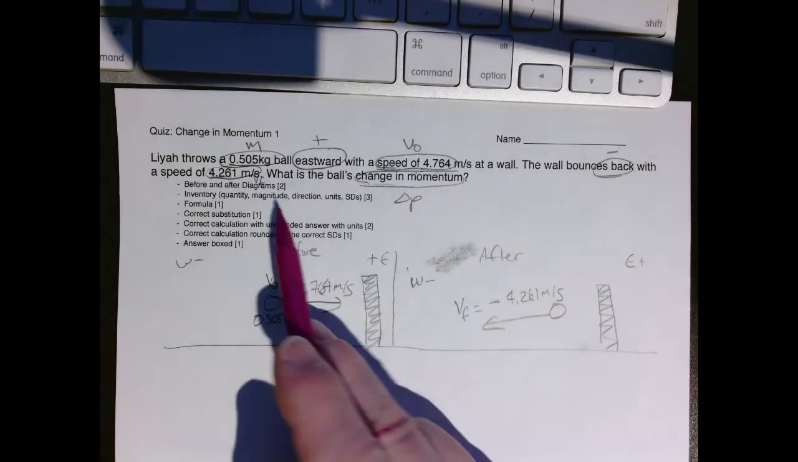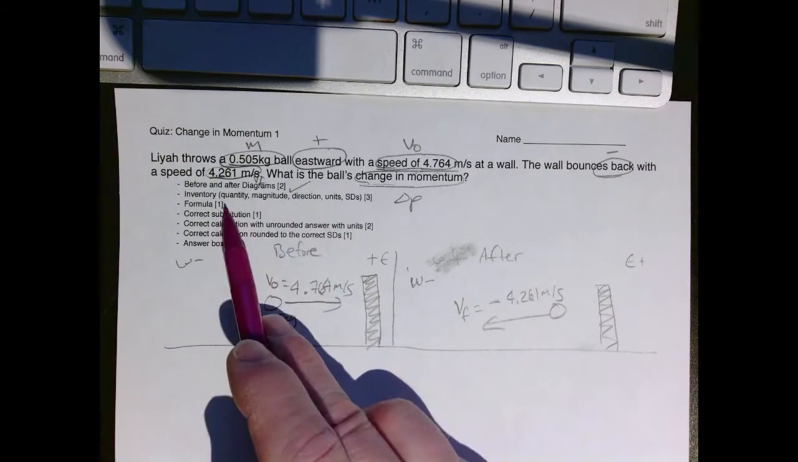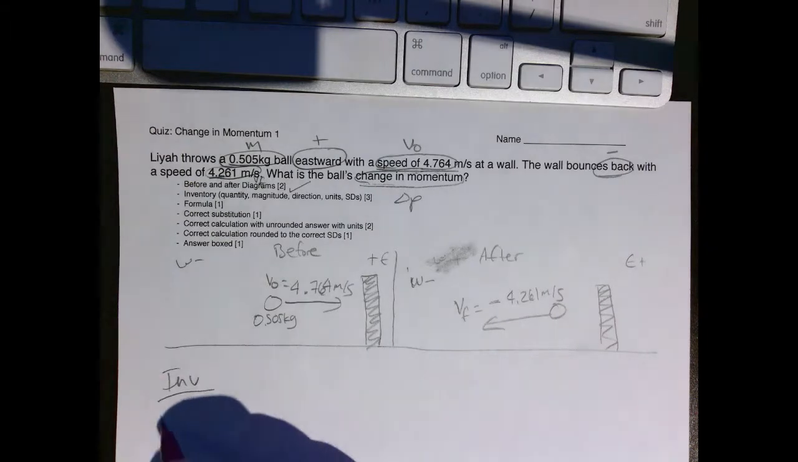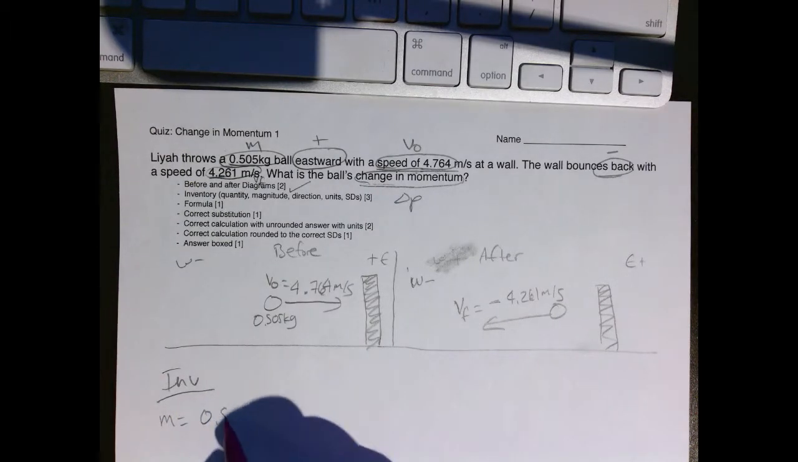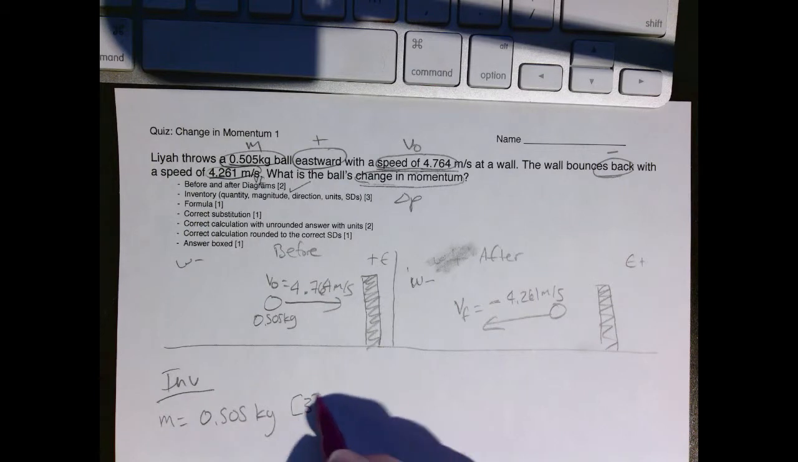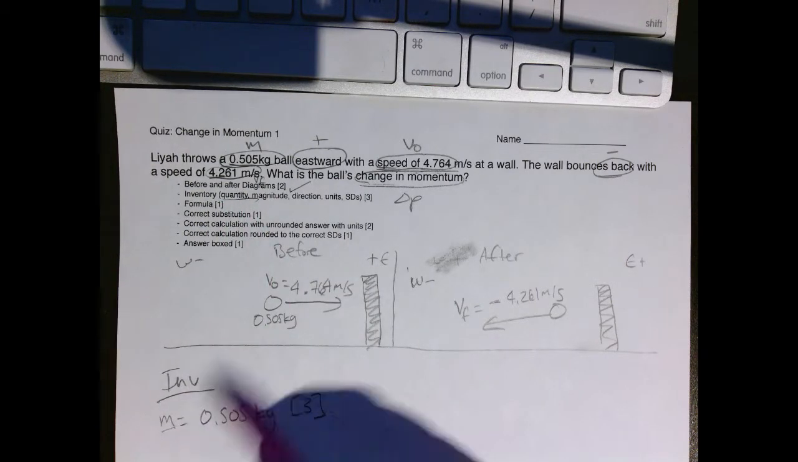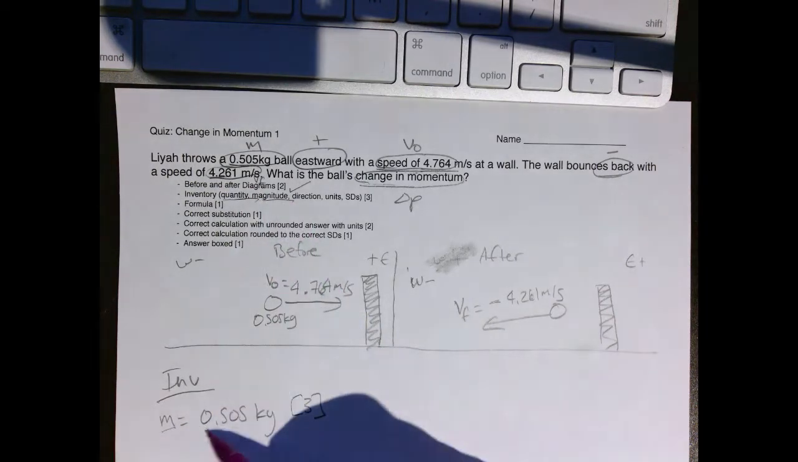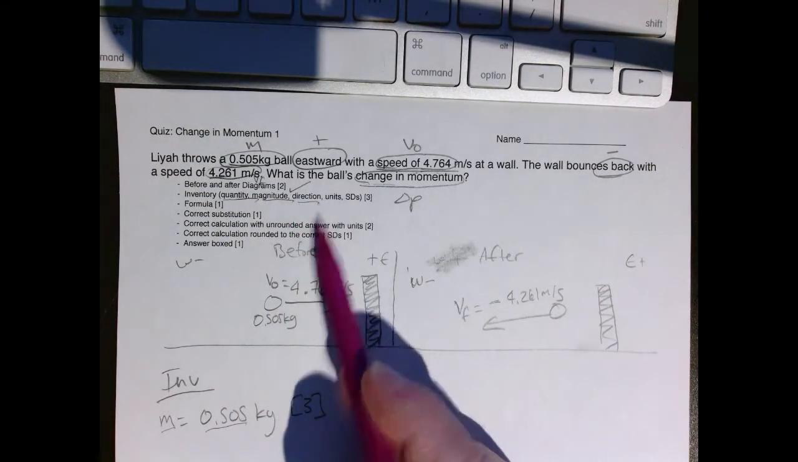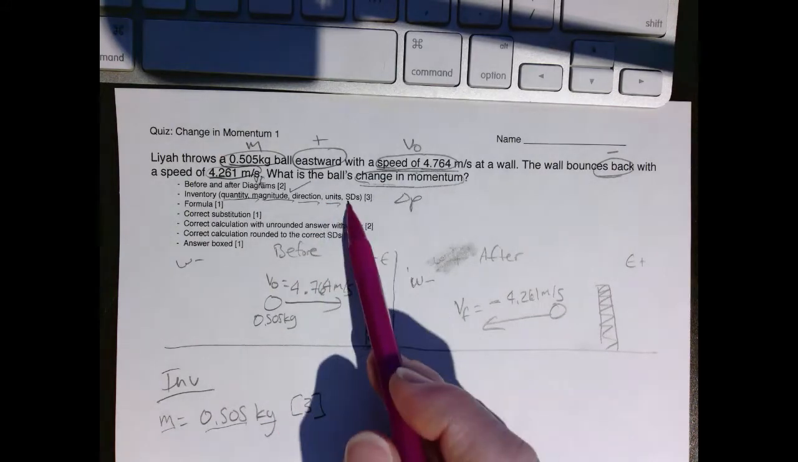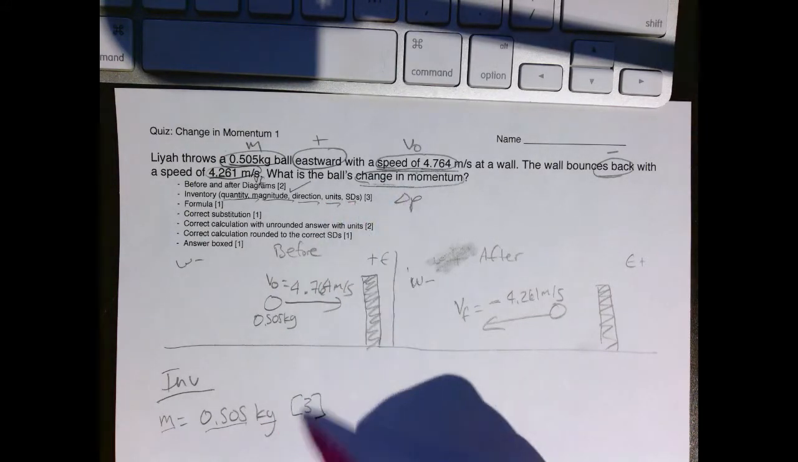So now I've drawn my before and afterward diagrams, and now I'm going to do my inventory. So my inventory, I have my mass, which is 0.505 kilograms, and that has 3 significant digits in it. My inventory is going to have the quantity, that's the mass, the magnitude is the number, the direction, mass doesn't have a direction, the units, and the significant digits. That's 3 in this case.